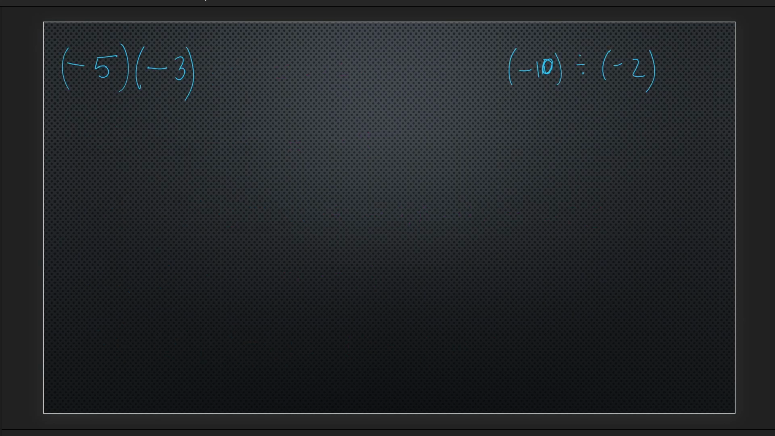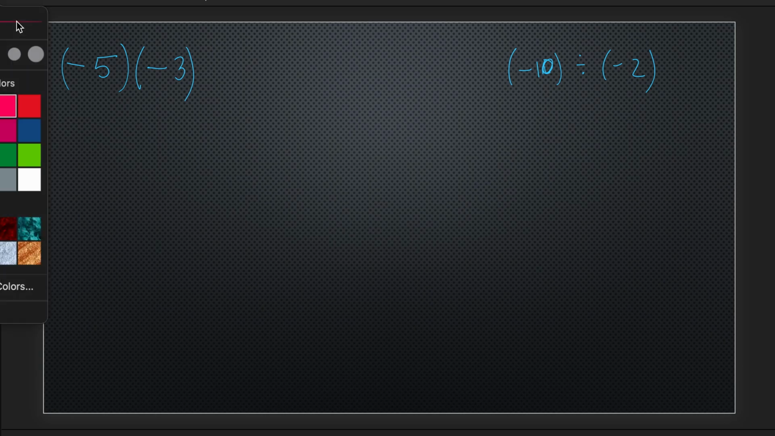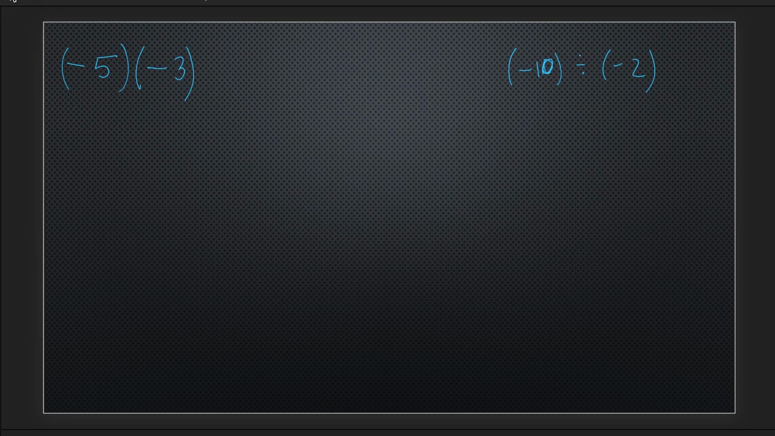And so that's the first type of problem that you'll see in this course. Next will be multiplying and dividing. And so we have -5 times -3. And so that equals positive 15. And then here you have -10 divided by -2. Negative divided by negative is a positive, so 10 divided by 2 is 5.